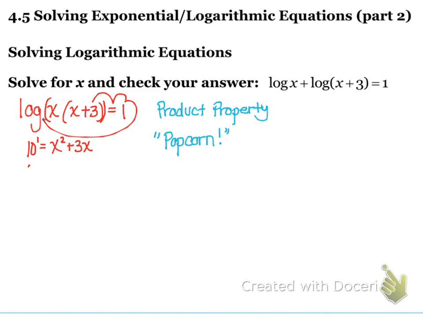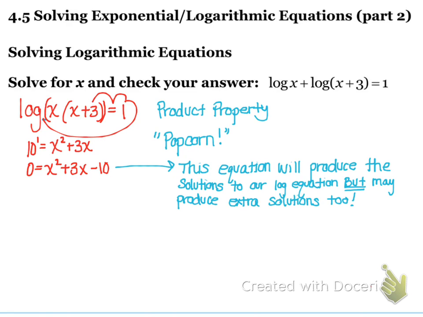The next step is to solve this quadratic for 0. So we bring the 10 over and get minus 10. Now that we have our quadratic, we're going to solve. Note that this quadratic equation is going to produce solutions to our log equation, but it might produce extra solutions too. When we factor this, we get x plus 5 as a factor and x minus 2 as a factor. So when we solve, x equals negative 5 and 2.